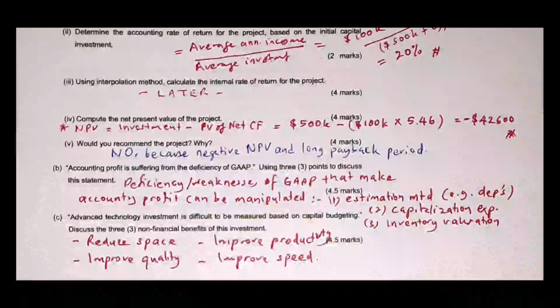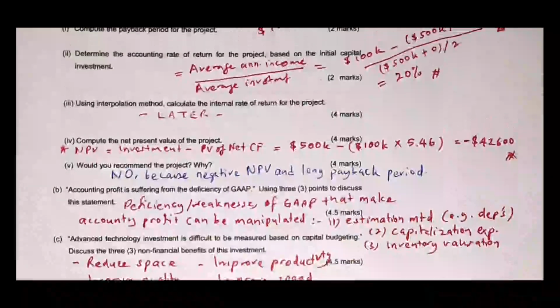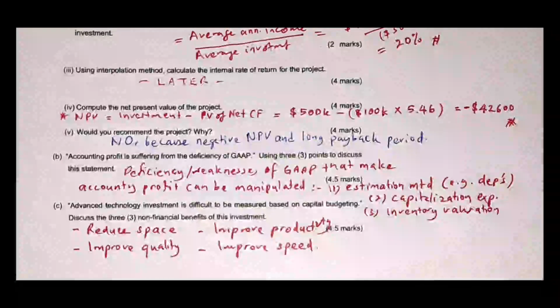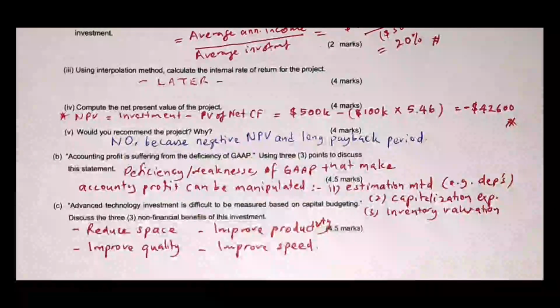It's supposed to be yes, it is a good investment because the accounting rate of return method shows 20% return, and the net present value method shows the investment will generate positive net present value of cash flow. Okay, and then question B and C.